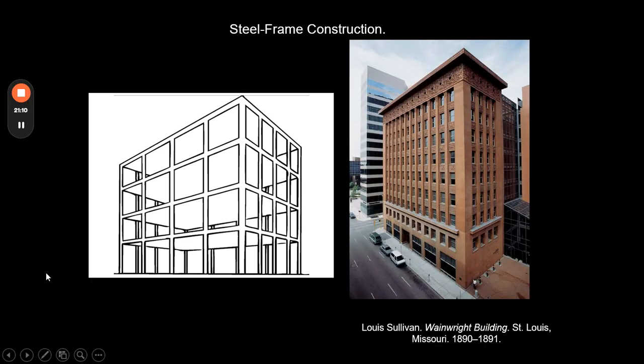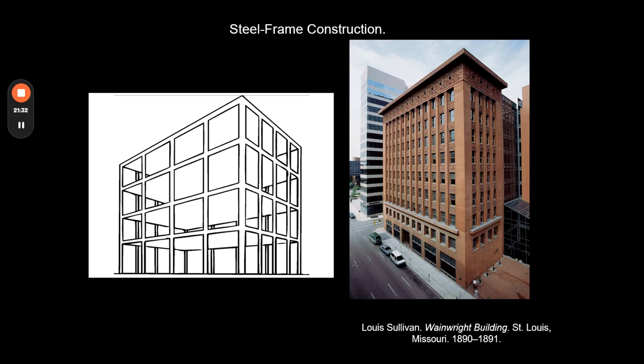As is this, steel frame construction, which replaced cast iron as a building material in the late 19th century. Steel is much less likely to buckle upon exposure to heat, much stronger, much lighter, and this gives way to the famous skyscrapers that one might see in major cities.